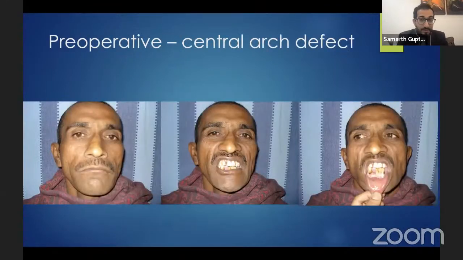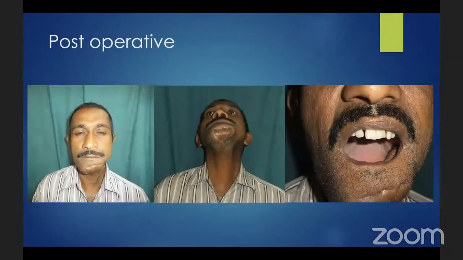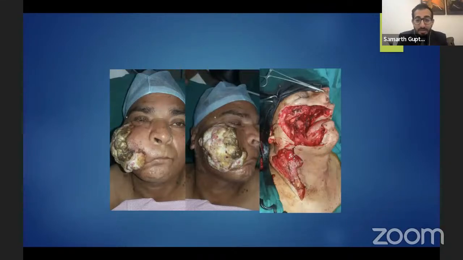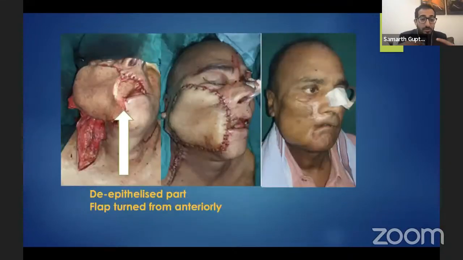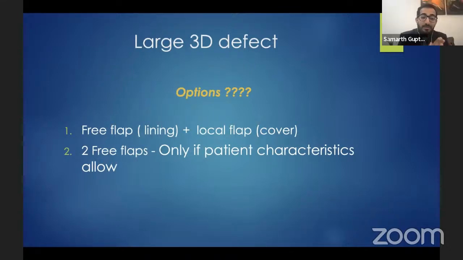This is another patient where the central arch, the segment in the central portion of the mandible between the canines, was reconstructed, again used for both lining and cover. And these are the operative outcomes. You also get some big tumors sometimes, and you really have to use multiple modalities to cover these patients. I will show where a large 3D defect can be covered by both a free flap as well as a local flap.